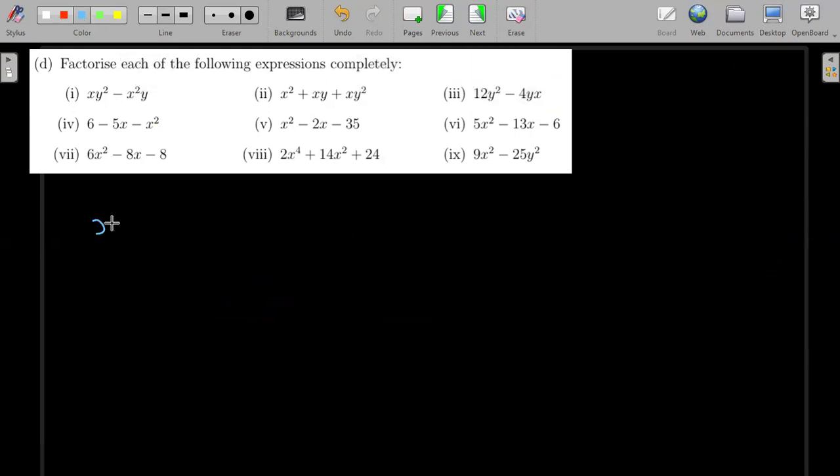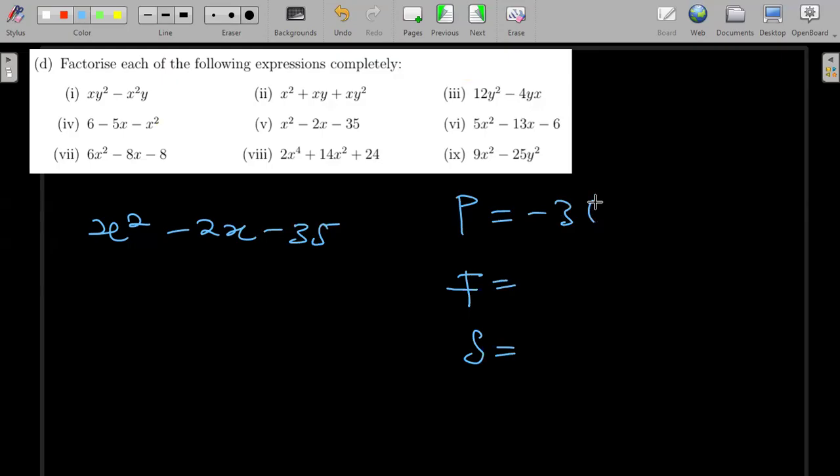So the fifth one is x squared minus 2x minus 35. So we want to find the product, the factors, and the sum. The product is 1, the coefficient of x squared, multiplied by the constant minus 35. So I get minus 35. The sum is the coefficient of x, which is minus 2. So now I'm looking for two numbers such that when I add them, they give me minus 2, and when I multiply them, they give me minus 35. So anyone who can help us with the two numbers here, what do you think are the factors?